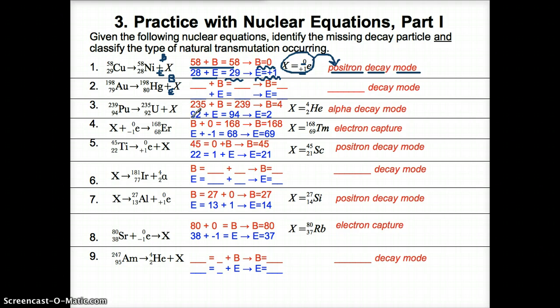So solve for that on your own. All right, if you have a lot of problems with this, just make sure to email me. Now, the next one we have here is 239,94 Pu decays to form 235,92 U plus X.